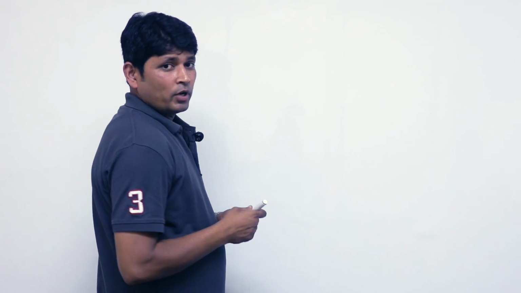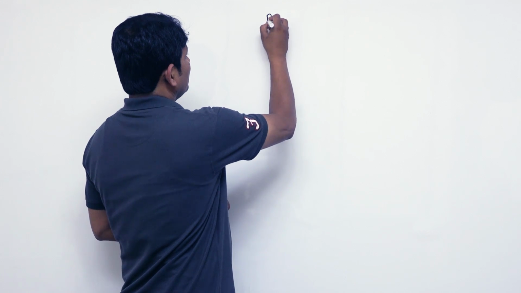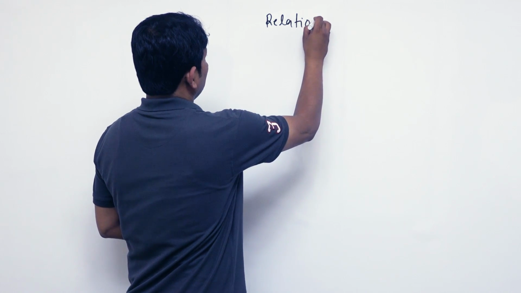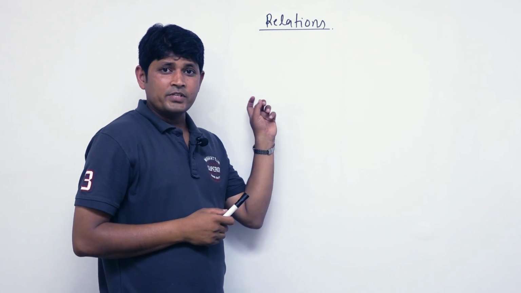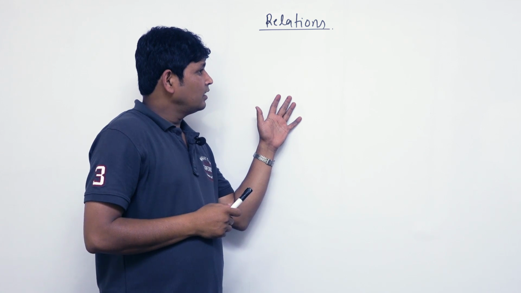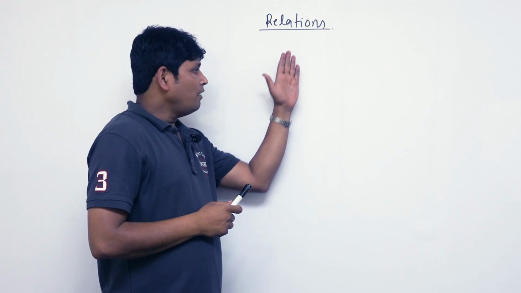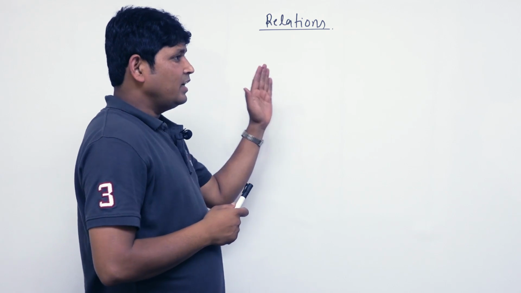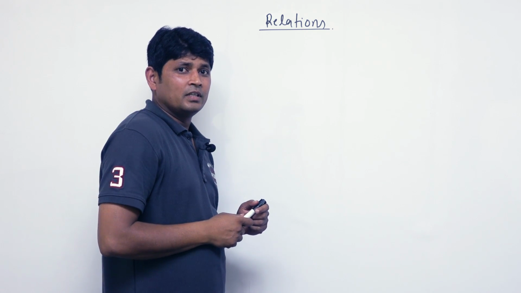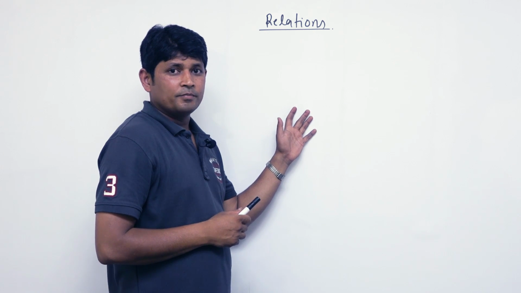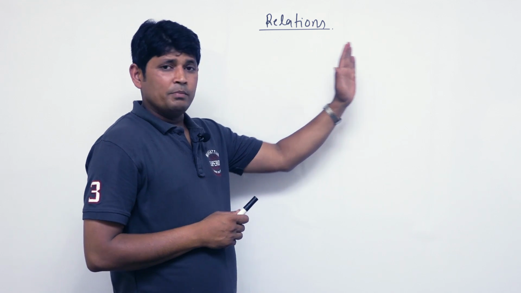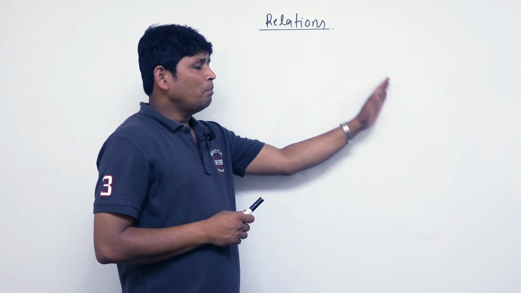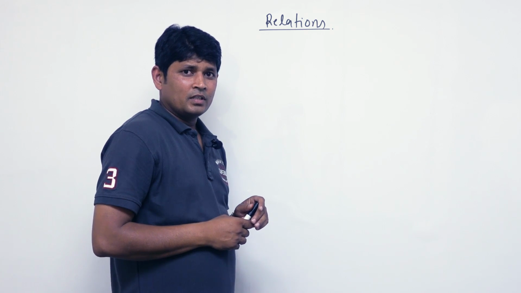Okay, now after Cartesian product, we have to know about relations. Actually, a relation is a subset of the Cartesian product. In Cartesian product, what do we define? Every element of A is related with each and every element of B. There is no condition applied. But in a relation, elements of A and elements of B will be related, but there should be some condition applied. I will give an example.